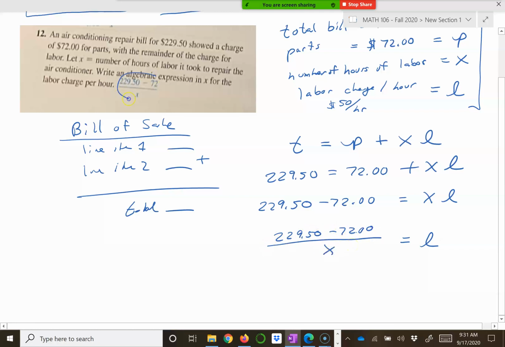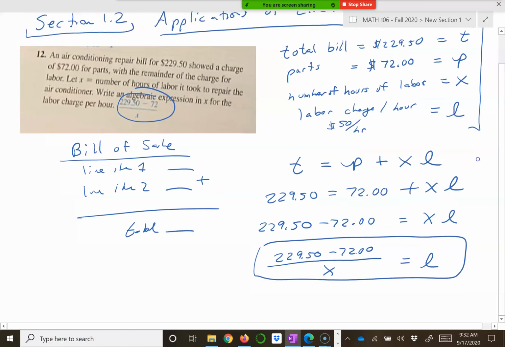So you'll see that that's actually the answer in the problem, right? 229.50 minus 72 divided by X. All right? So that's our final answer, the algebraic expression for the labor charge per hour.